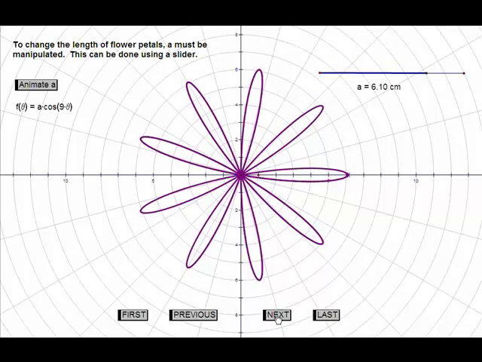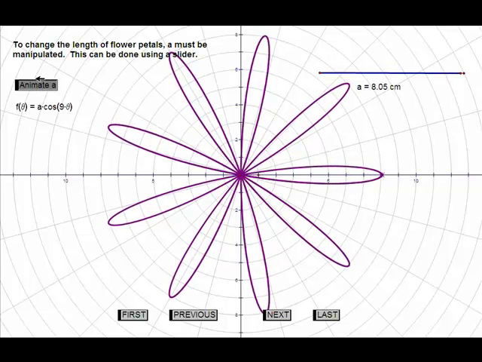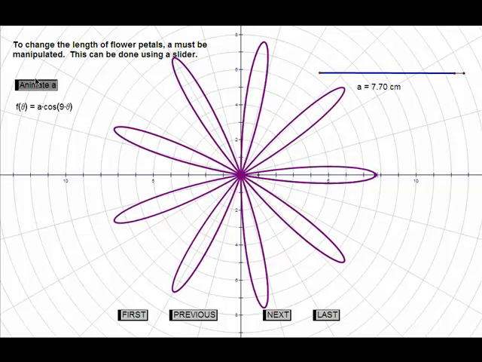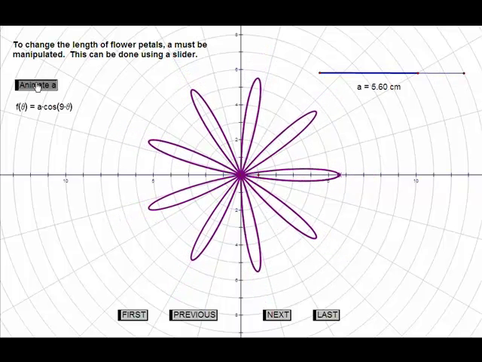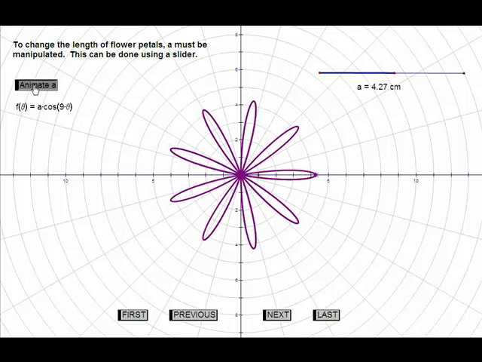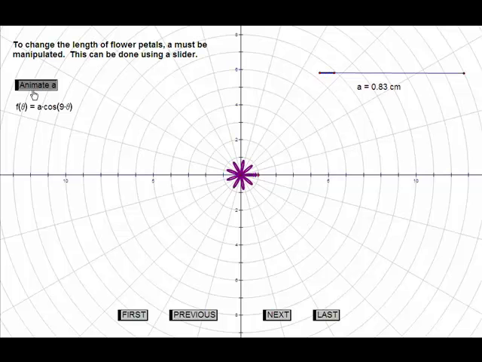Okay, to change the length of the flower petals, we have to manipulate A. To do this, using Geometer's Sketchpad, we are going to attach a point to a slider, measure the distance, and animate the point. This will allow our flower petals to extend and contract all the way to 0. Once the point has a distance of 0, the equation will cease to exist because the cosine is being multiplied by 0.